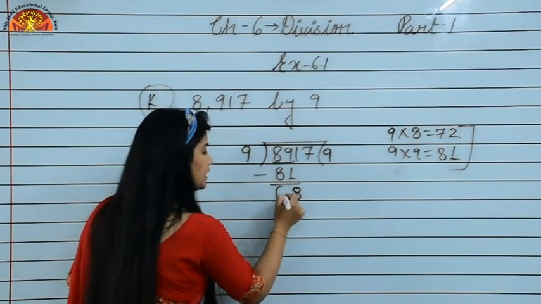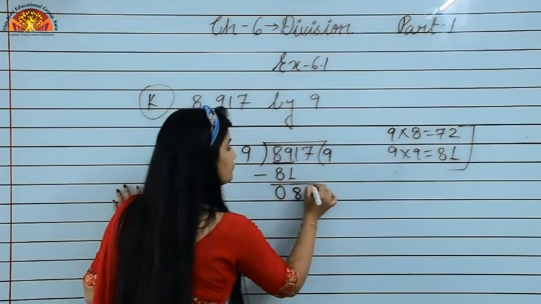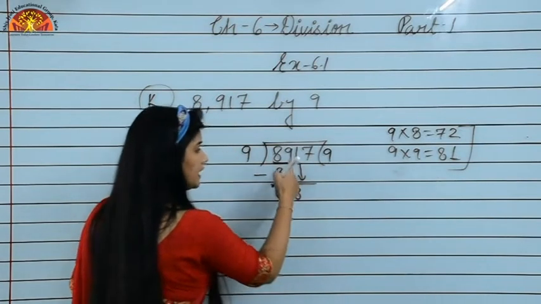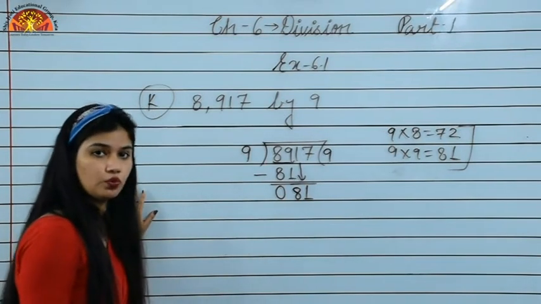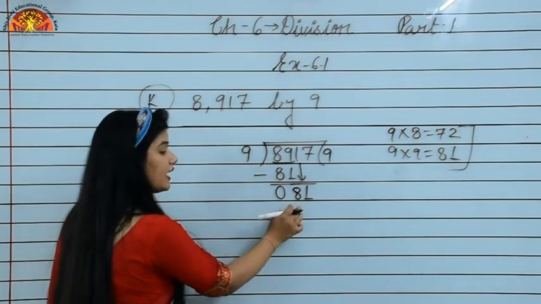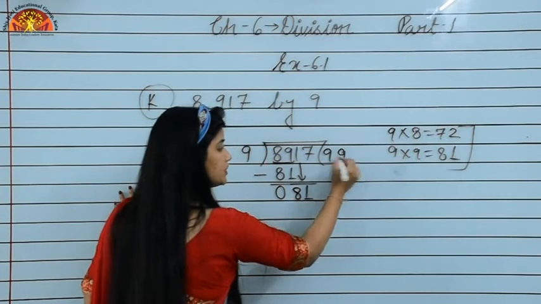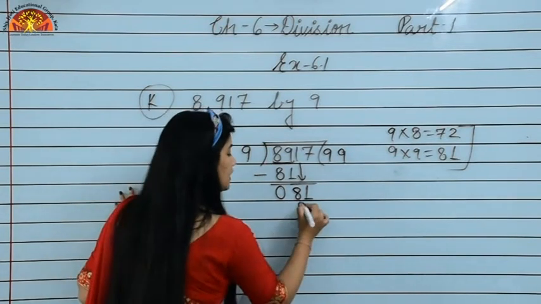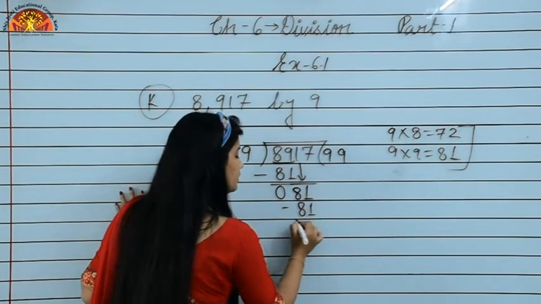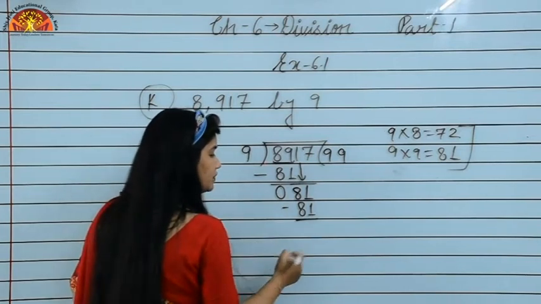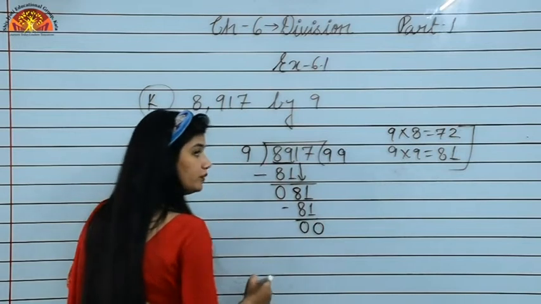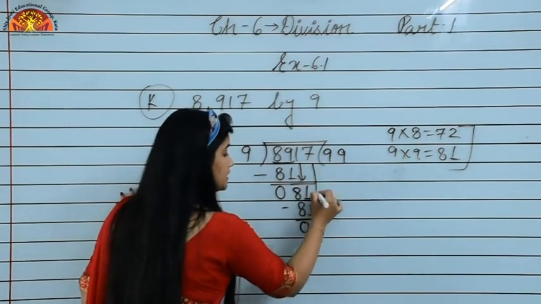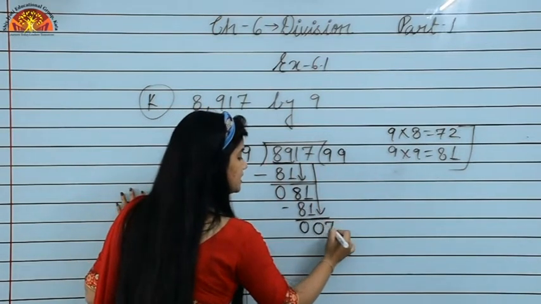8 minus 8 is 0. Now the next number, that is 1, will come down and the new number will be 81. Now again 9 9s are 81. So students, 9 will come here and 9 times we get 81. Now we'll subtract these numbers and 1 minus 1 will be 0. 8 minus 8 will be 0. Now we can see we have one more number, that is 7.